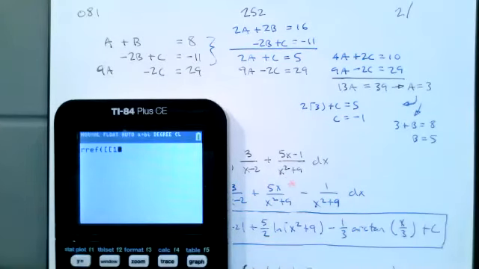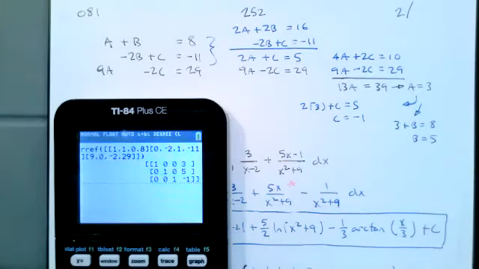The first row is 1, 1, 0, 8. Close the first row, open the second row: 0, negative 2, 1, negative 11. Close the second row, open the third row: 9, 0, negative 2, 29. And then we hope that we plugged everything in correctly. And we get A is 3, B is 5, and C is negative 1.